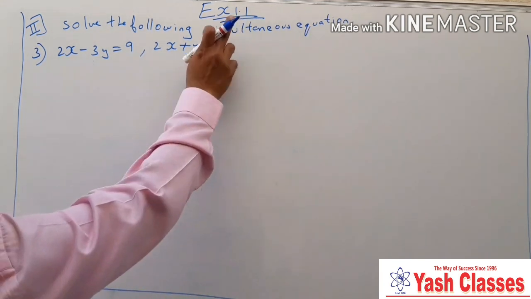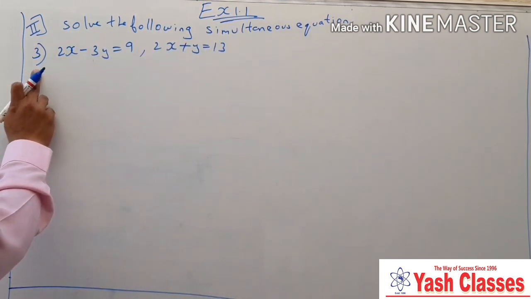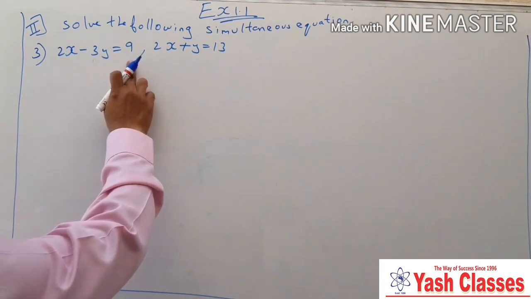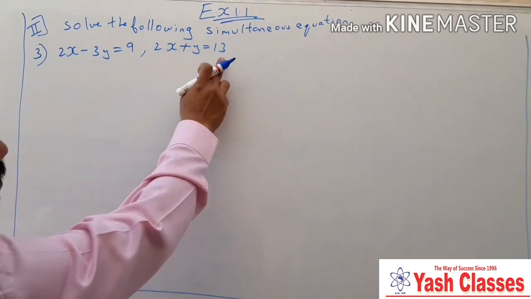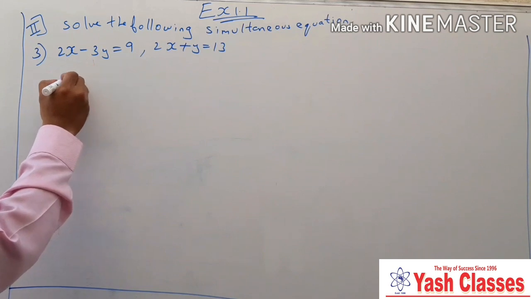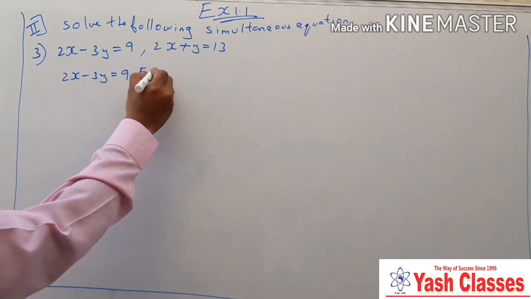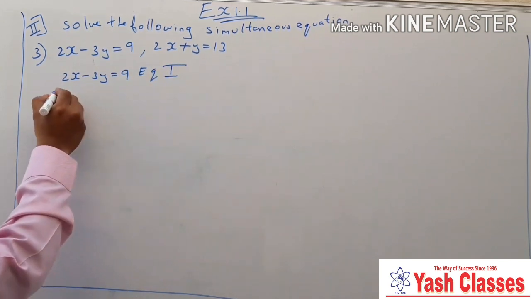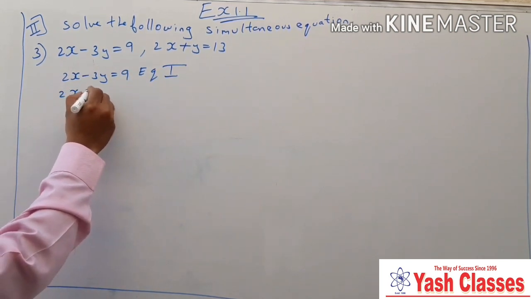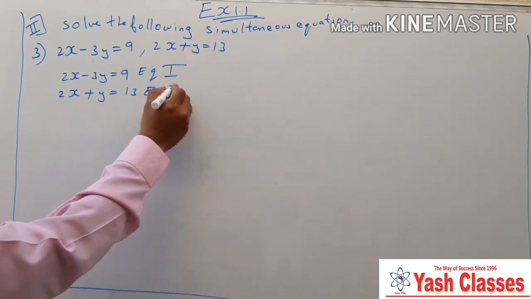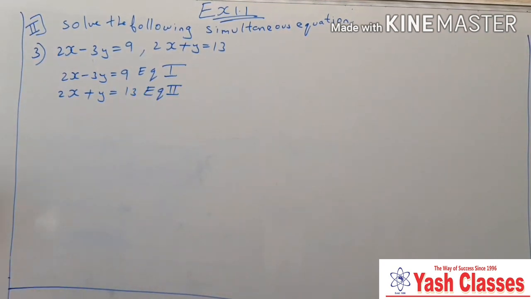Exercise 1.1, second question, third sums. 2x minus 3y is equal to 9. 2x plus y is equal to 13. 2x minus 3y is equal to 9, equation number 1. 2x plus y is equal to 13, equation number 2. Now see here.